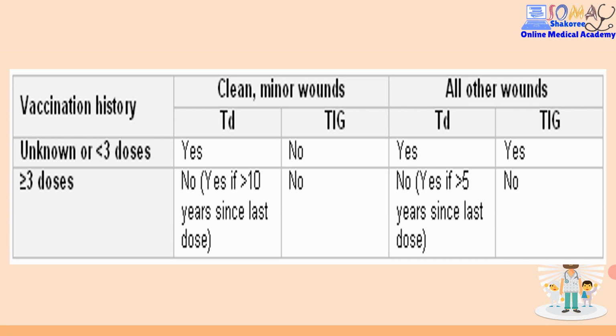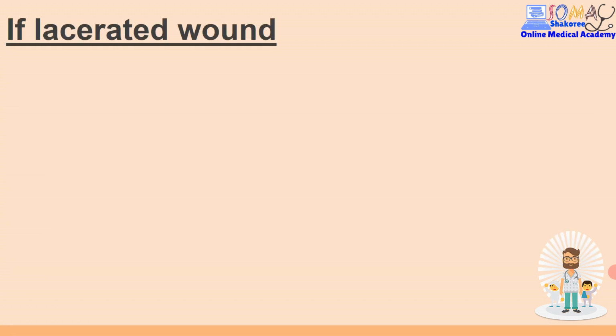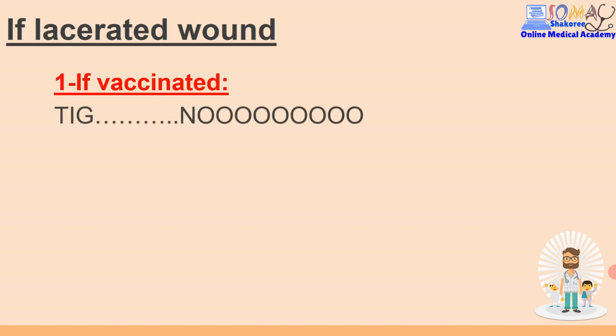Now, what about a clean wound? If we have a clean wound in a non-immunized patient, we will give tetanus toxoid only. No need for immunoglobulin. This is a clean wound. If we have a clean wound in an immunized patient, we will give nothing unless the last vaccination was 10 years ago. Clear? Okay.